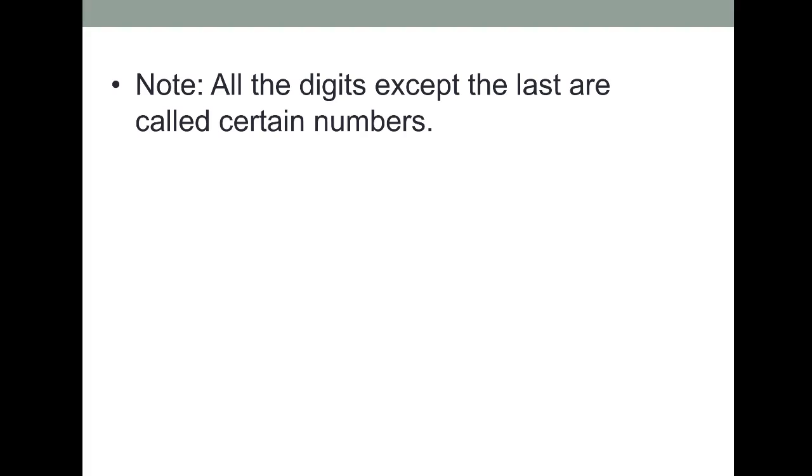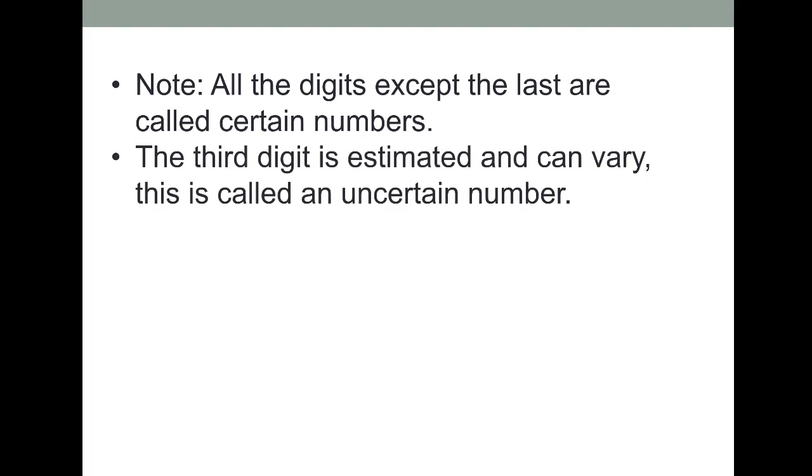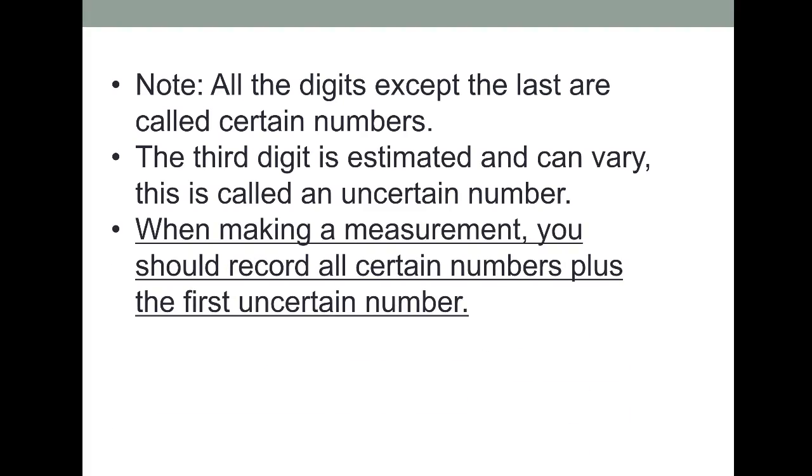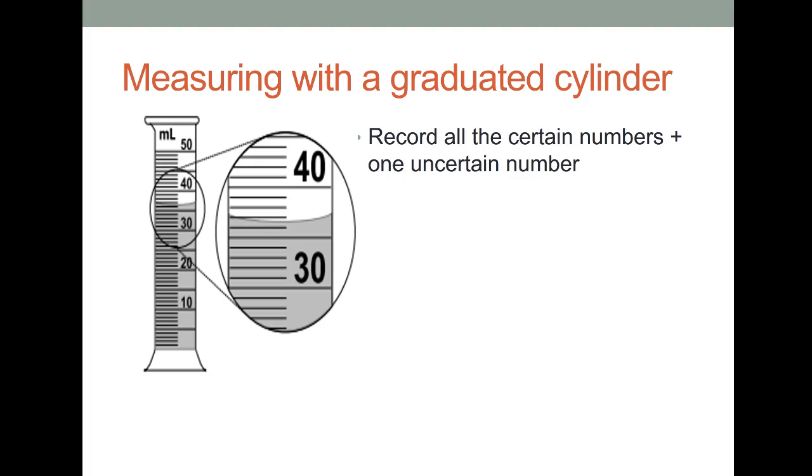So all the digits except the last are called certain numbers. The last one is estimated, so it's called an uncertain number. When you make a measurement, you should record all the numbers you know for sure, plus the first uncertain number.